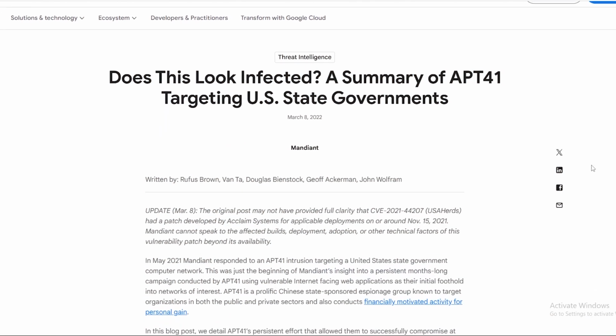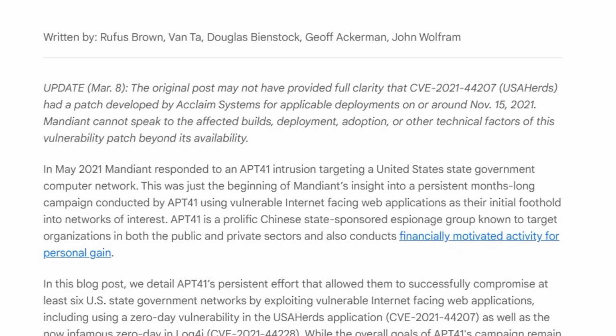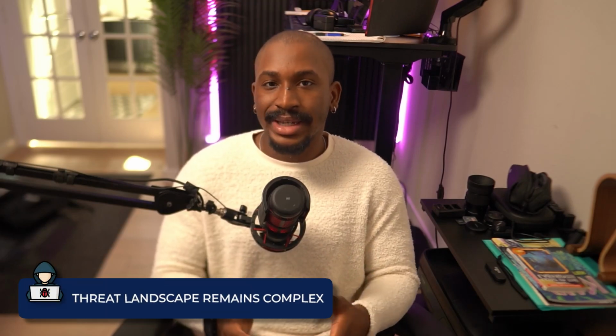However, despite this overall reduction, we still see nation-state groups maintaining persistence in networks for extended periods of time, sometimes even years, especially for espionage campaigns. So, even though the average dwell time is decreasing, the threat landscape remains complex with various levels of threat actor sophistication, and this makes having strong threat hunting skill sets even more important.